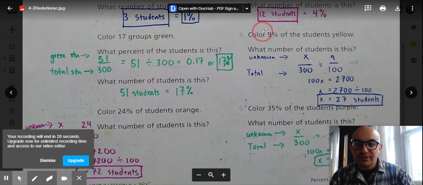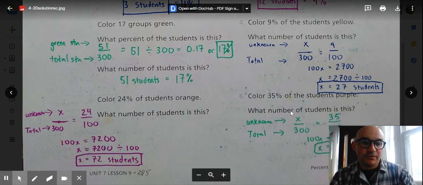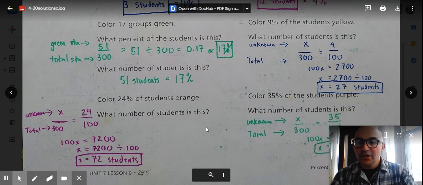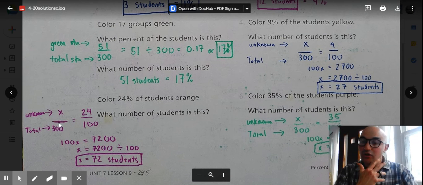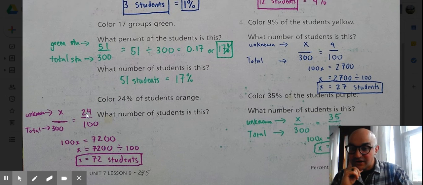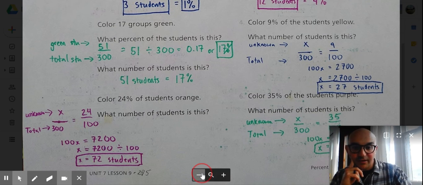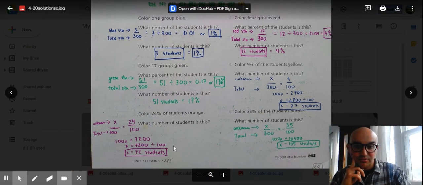Short amount of time here, but the bottom 2 problems are going to ask us to do the same type of thing, where we set up an unknown over total and then turn your percent into a fraction over 100 and solve for the percent. These are the same problem solving method on these last 2 problems.